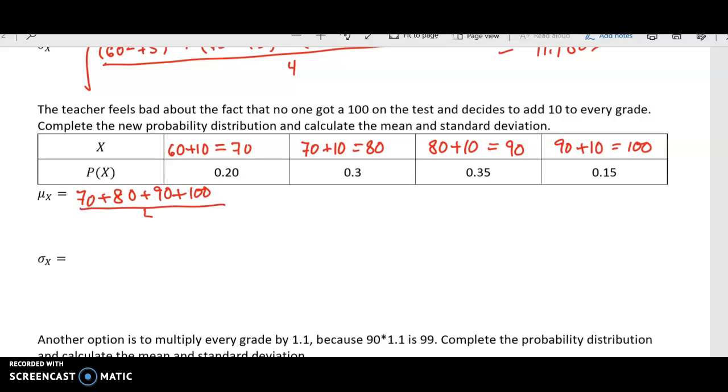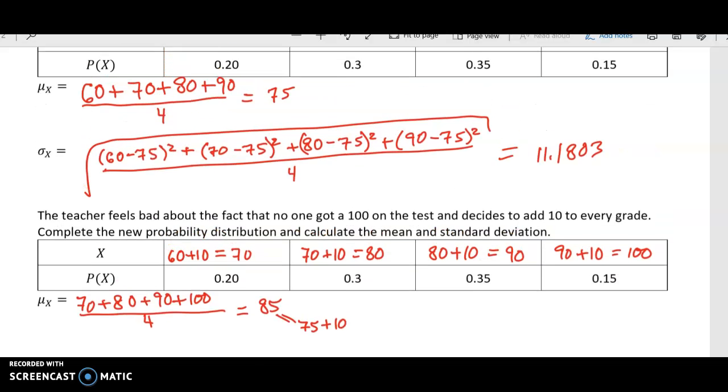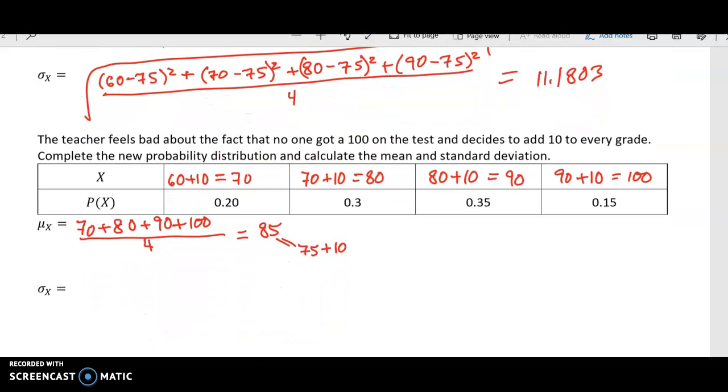The question is, what's the effect of adding 10 to every single one of these on the mean and the standard deviation? Okay, notice this is 75 plus 10, the mean that we had up here plus 10. Down here, we're going to figure out the standard deviation again with our new mean and our new values, test scores.